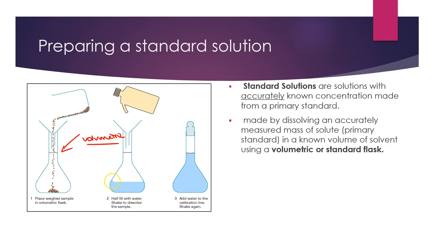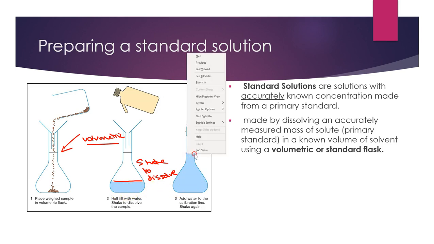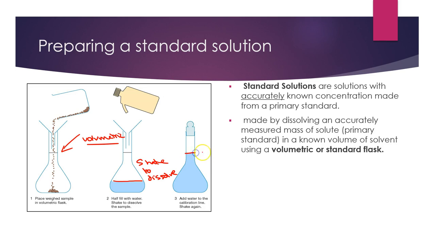We will fill the volumetric flask about halfway and then shake to dissolve as much of that solid as we can. Once that's all dissolved, we will then fill up to the calibration line. There will be a calibration line on the actual ground into the glass. And of course, the meniscus needs to sit on the calibration line.